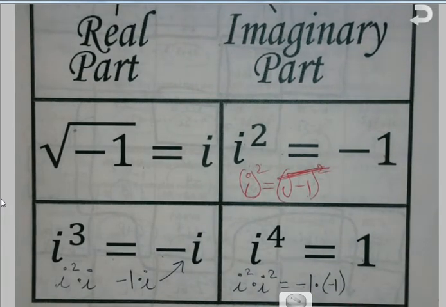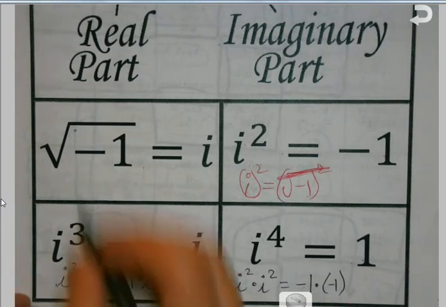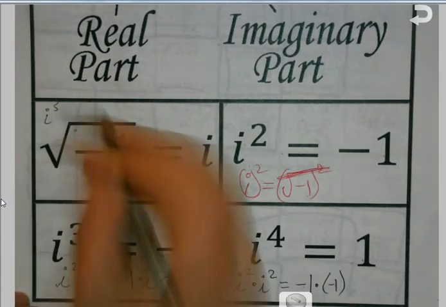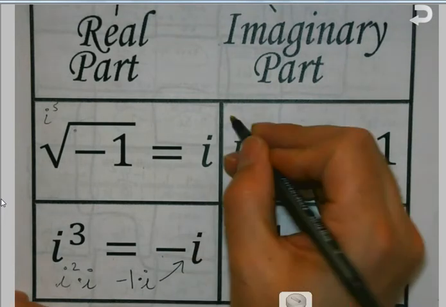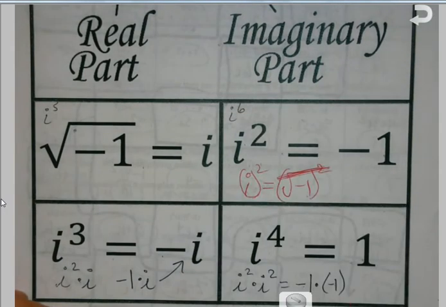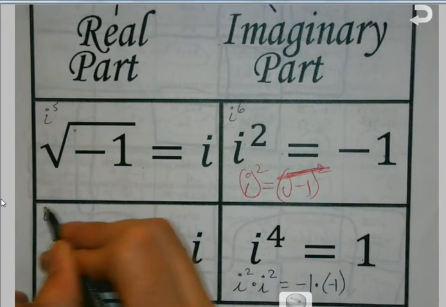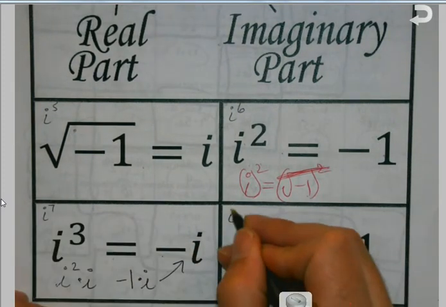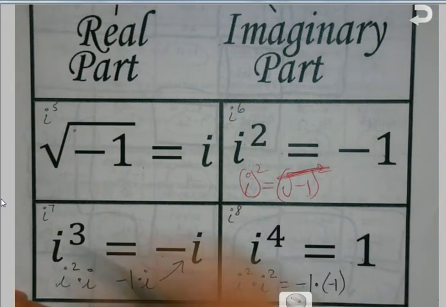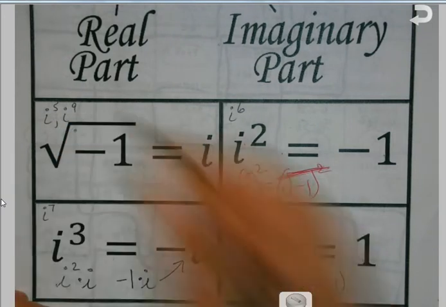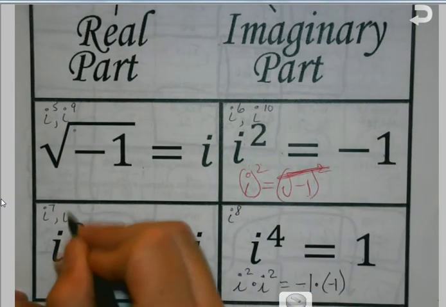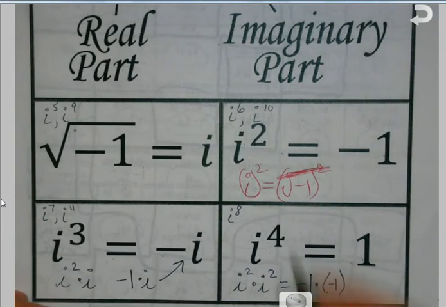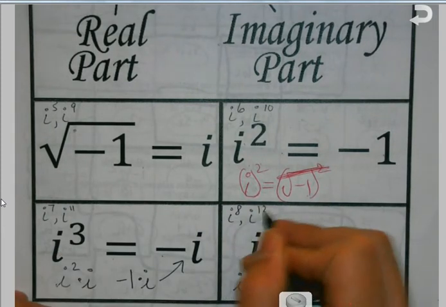Once you get past that 4th option, when you go to i to the 5th, okay, i to the 5th would come back here to where i is at. i to the 6th would go to where i squared is at. And the pattern would just keep developing and going round and round and round with this. And you can see why it would be helpful to understand how there could be a pattern that develops with these.